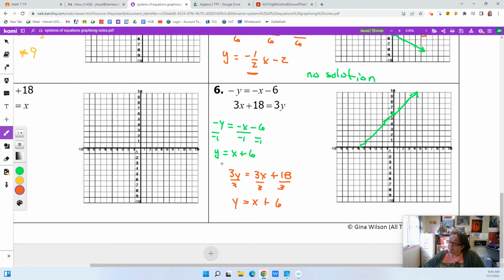And looky here, that's the same equation. So it is going to graph right on top of the other line. And we are going to have infinite solutions. Does that make some sense?